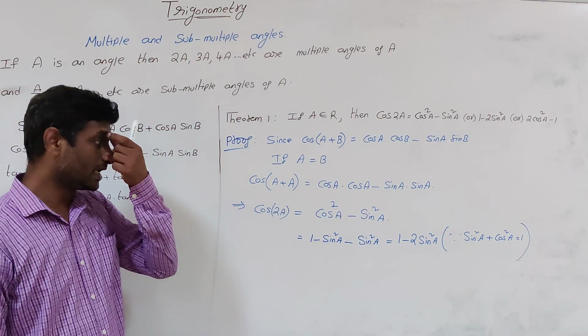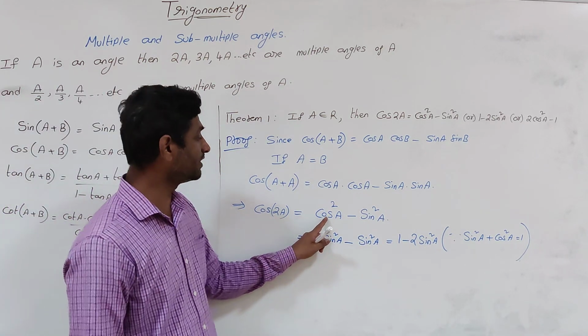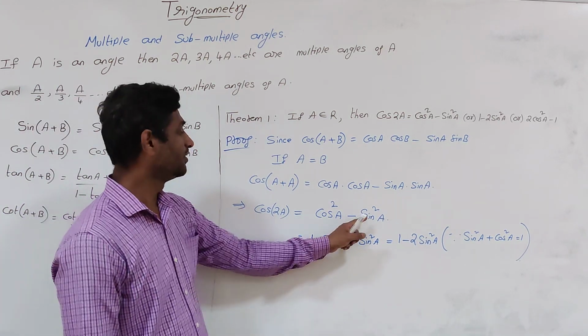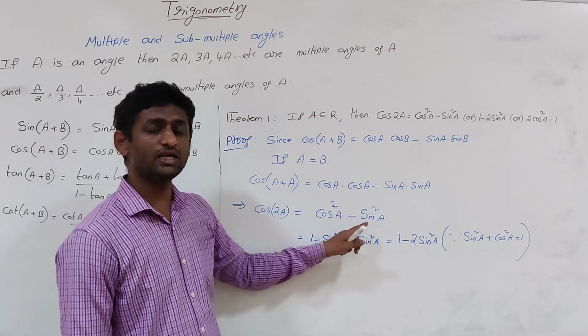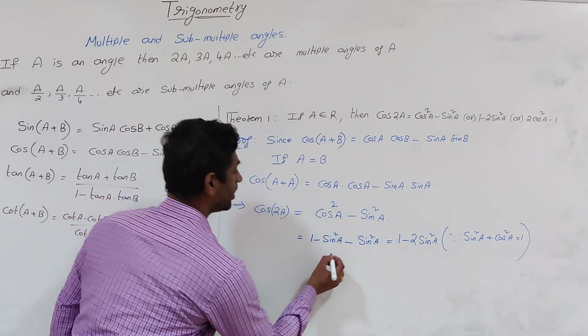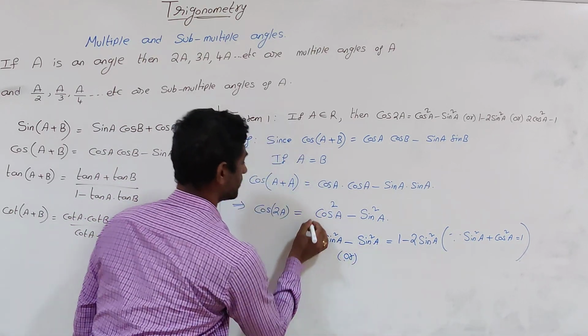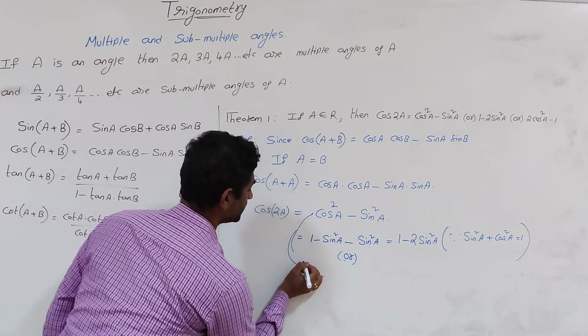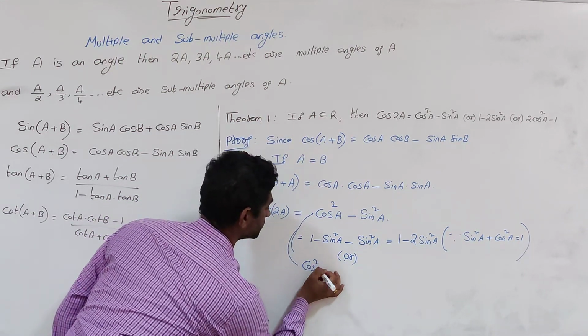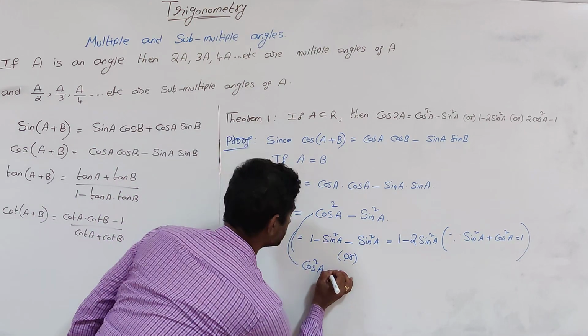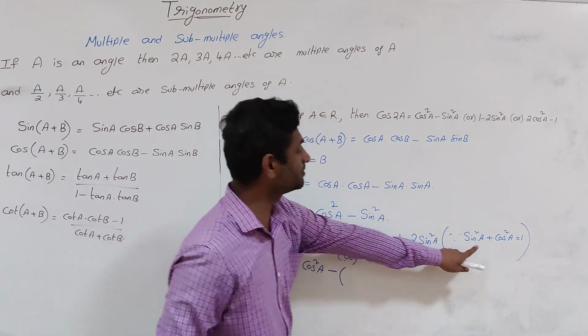The other one is, instead of converting cos square A in terms of sin square A, we can convert sin square A in terms of cos square A. Or if we consider this cos square A, minus is minus, but what is sin square A from this condition?